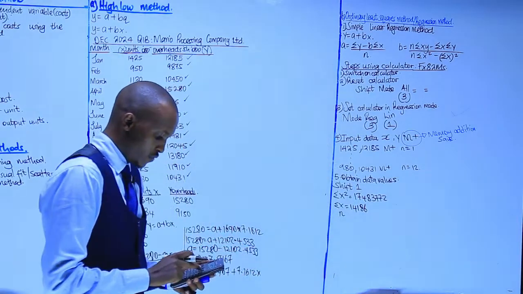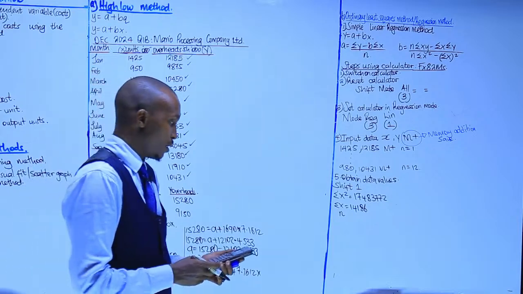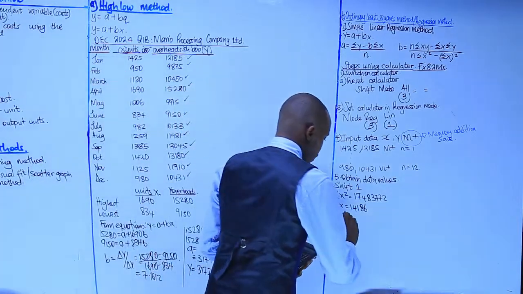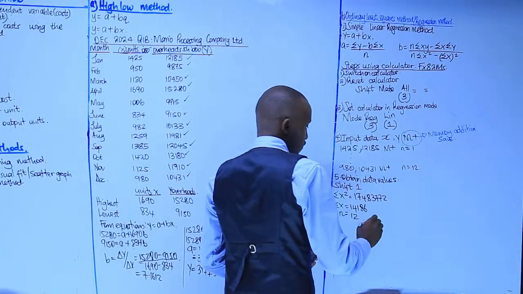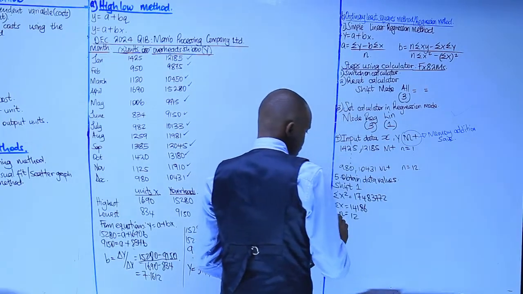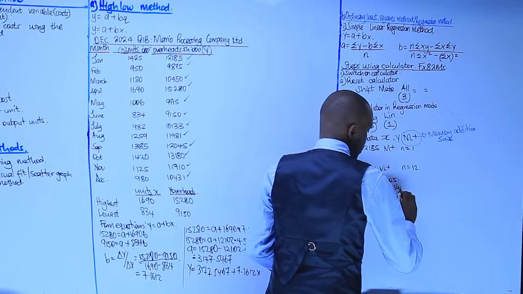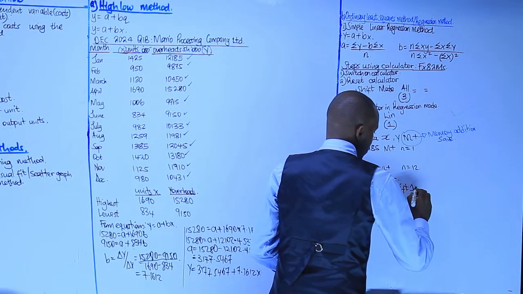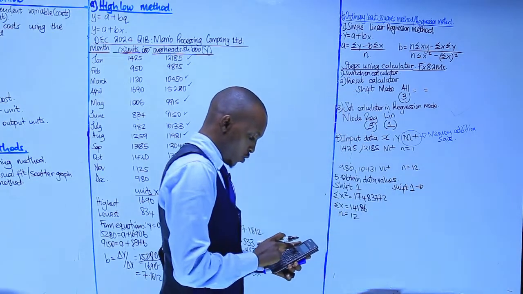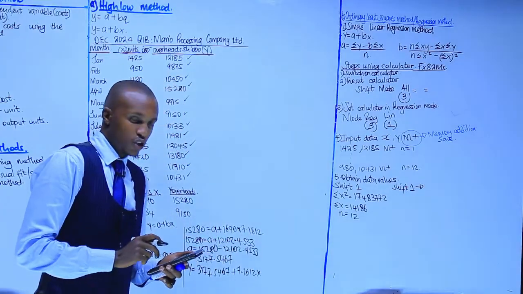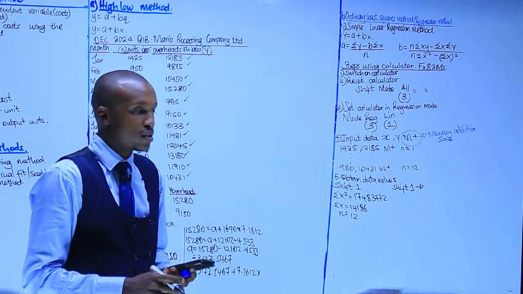14186. Shift 1, then N is given by number 3. I remember to press my equal sign. That will give me 12. Okay, that being the first screen, we can go to the next screen by pressing Shift 1 and your arrow key. Shift 1 and your arrow or direction key to the right.